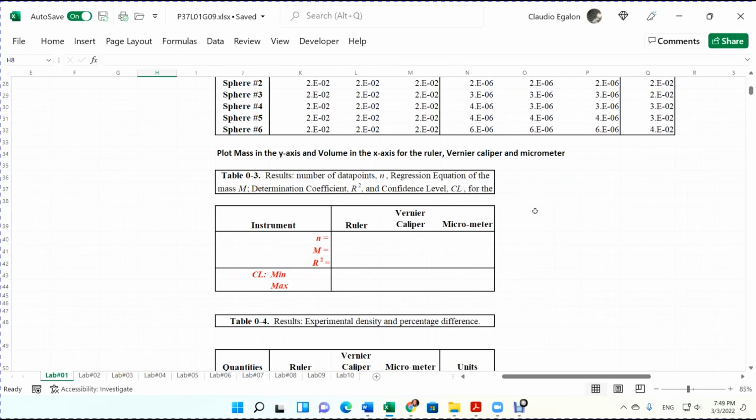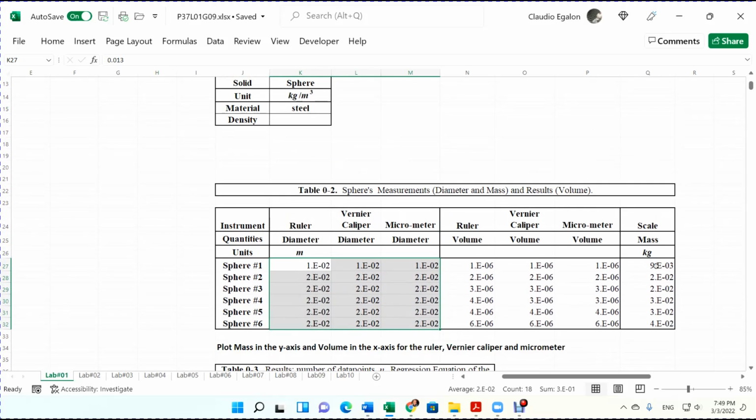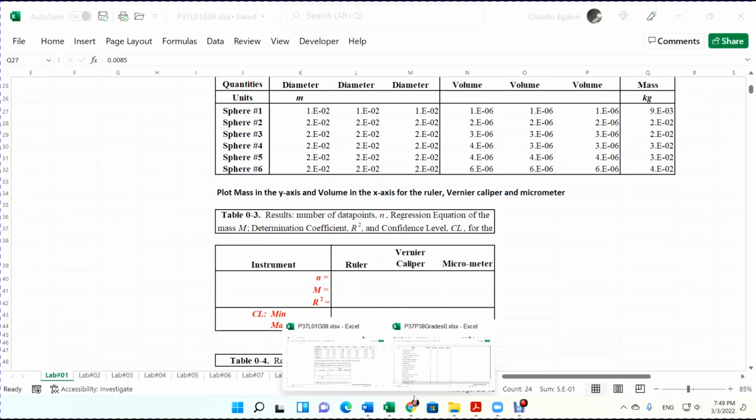This is the raw data for your experiment. And this is also raw data for your experiment. What do I call raw data? Raw data I call something that we measured. We measured the diameter of the spheres with 3 different instruments, and you measured the mass of the 6 spheres with a scale. And then we plot the graph. I want to make sure everybody plotted the graph. So all the 3 graphs, everybody must be plotting all the 3 graphs.